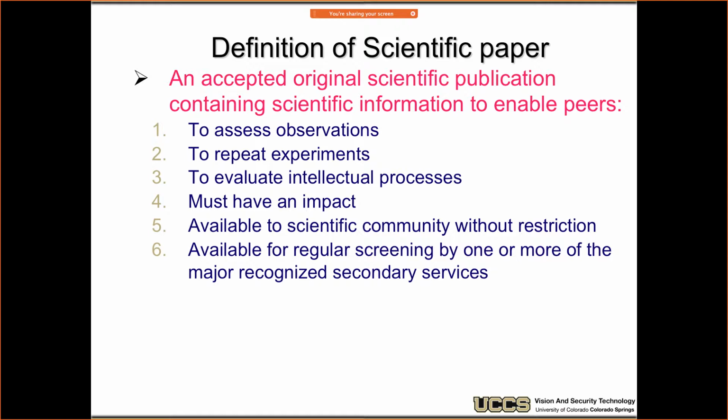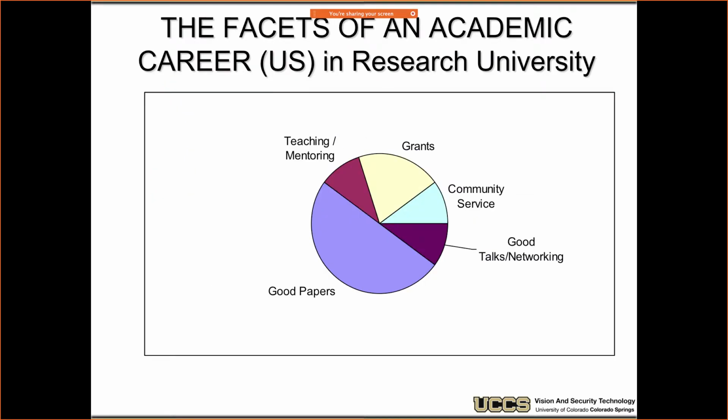So if we look at what goes on for an academic, this is a survey from the US, where do people spend their time? Now, to be honest, this is a survey of over 1,000 people, but mostly from the top 200 national universities. We are now a national university, not necessarily in the top 200, but we're getting there. So where do people spend their time? People spend about half their time on good papers, about 15% of their time on teaching and mentoring, around 25% of their time on grants, 10 to 20% on community service, and 10 to 20% on good talks or networking. Okay, and good talks and good papers, right, are well over half of what we do.